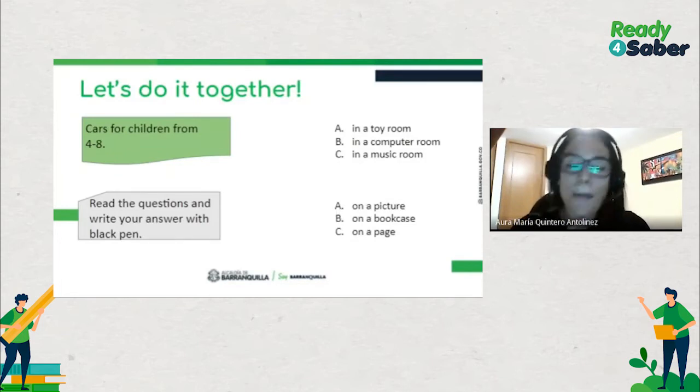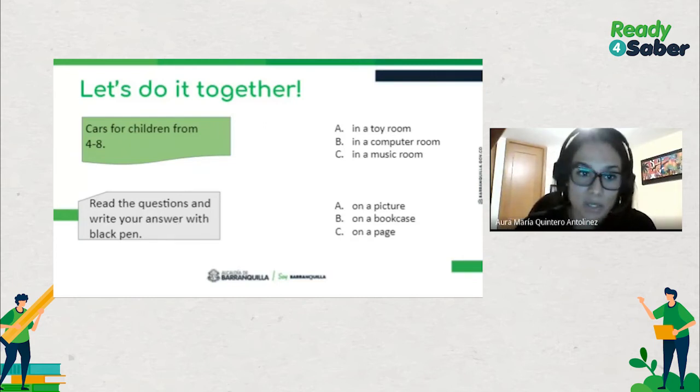Okay, cars for children from 4 to 8. And we have options. A, in a toy room. B, in a computer room. C, in a music room. Okay, so we have Jansen, Gustavo, you say A? Yes, good. In a toy room, because we're talking about cars for children, obviously they have to be toys. No pueden ser carros, vehículos para niños. Deben ser, ¿verdad? Carros de juguete. Muy bien, in a toy room.